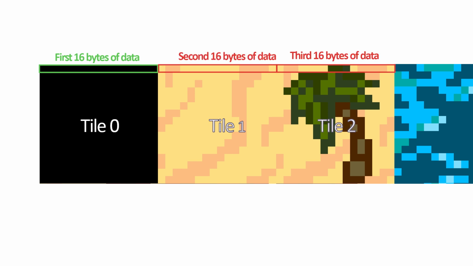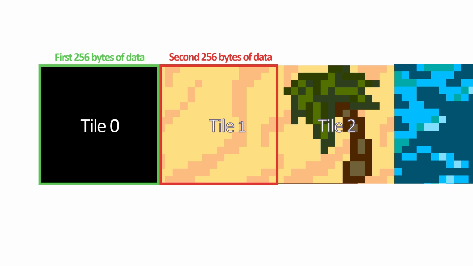Or almost. You see, the picture that we just exported has several tiles on the first line, so it means that the first 16 bytes belong to the first tile, but the second block of 16 bytes belongs to the second tile. What our video card is expecting is that the first 256 bytes belong to one tile, and the next 256 bytes represent the second tile.